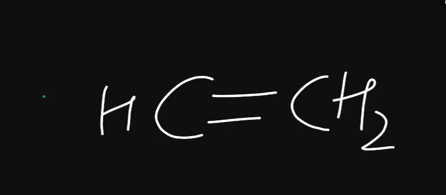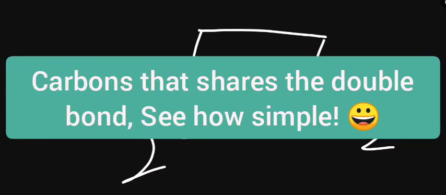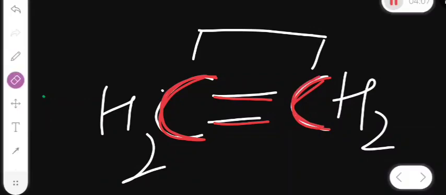Next one is vinylic. So vinylic is very easy. Suppose I draw a species like this one. You tell me which one of them is vinylic. See, yes, you guessed it correct. Both of them can be termed as vinylic because both of them share a double bond. So that means a vinylic carbon is that carbon, or simply those carbons, which share the double bond. So here both of these carbons are sharing the double bond, and that is why both of them are vinylic. So moving to the next one, we have amide.